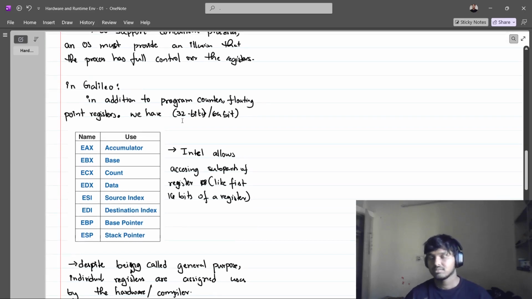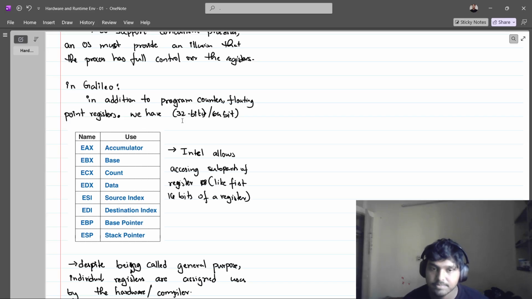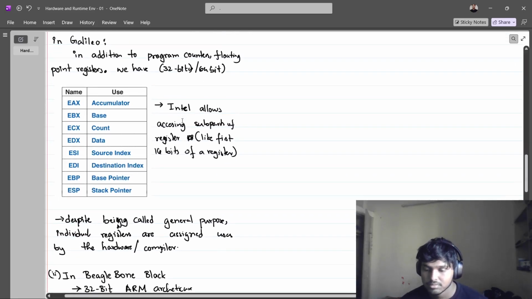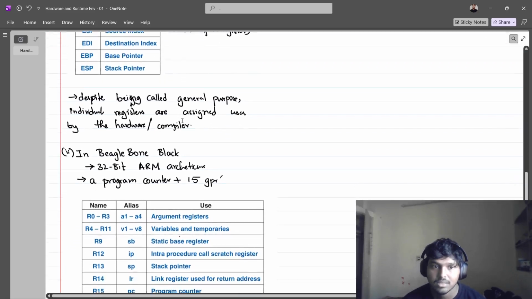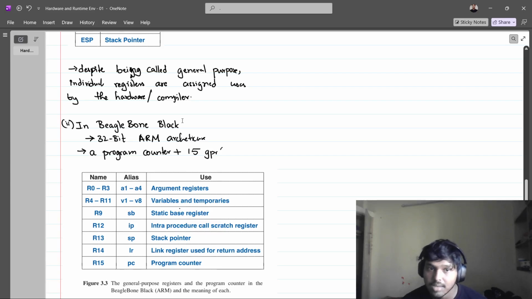So what does 32-bit mean? It means that the registers are of 32 bits, so you could have 32 bits of data, play around with 32 bits of data. But Intel also allows you to address specific parts of the register. So you can just get the first 16 bits and maybe use it as a 16-bit register.